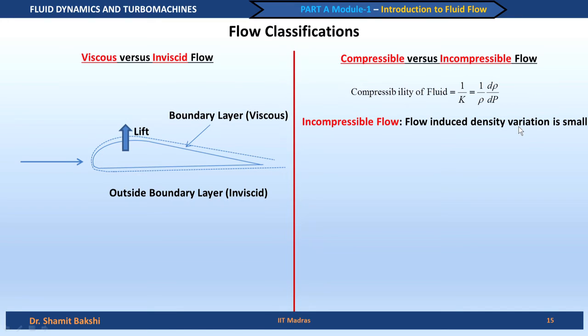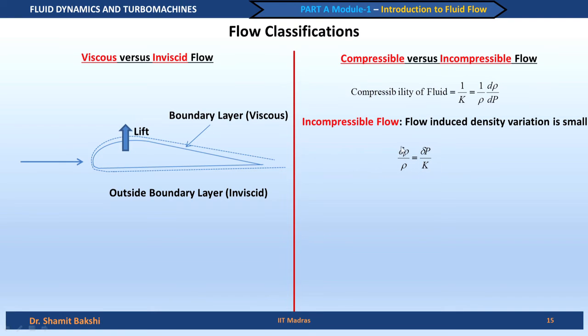Let us look at this definition. We are talking of this pressure. If this change in pressure is brought about by the flow itself, and that variation is small, then you can consider the flow to be incompressible. So, let us do it a little bit more mathematically. From this definition of compressibility of the fluid, we can write delta rho by rho is delta P by K. Directly from this expression we can write this.